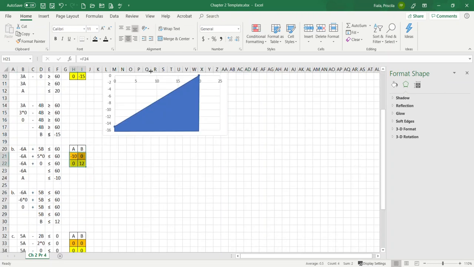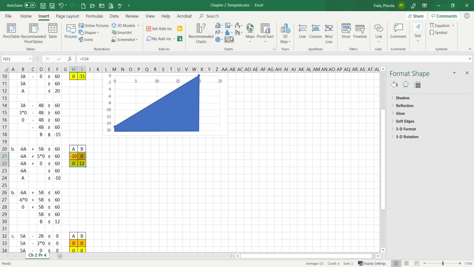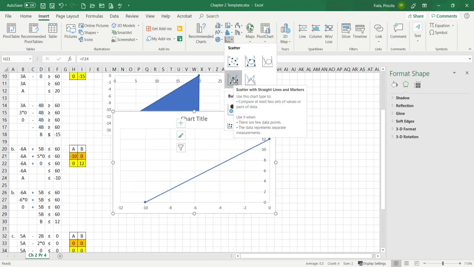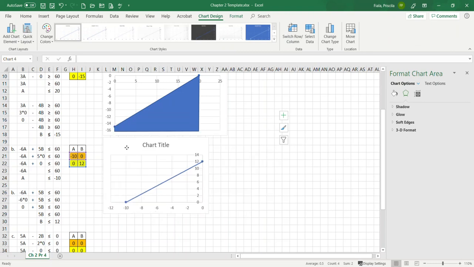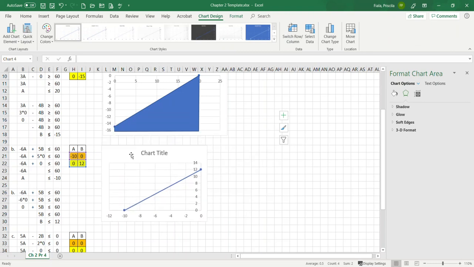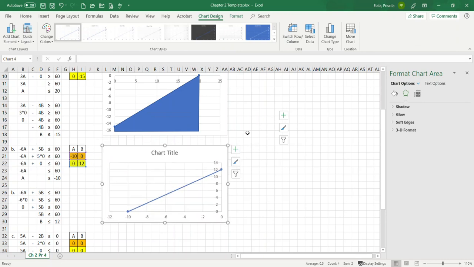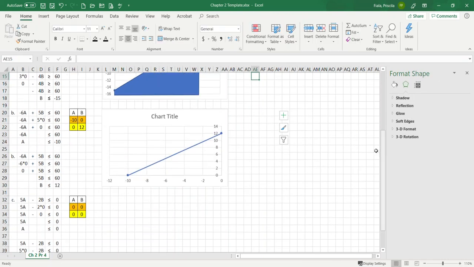So for the second one, same thing. Just go ahead, select all four, go to Insert, go to the scatter with straight lines and markers, and there it is. You don't have to go through all that trouble of editing and removing. If your graph doesn't come out the same way as mine, it's because it's set up incorrectly.